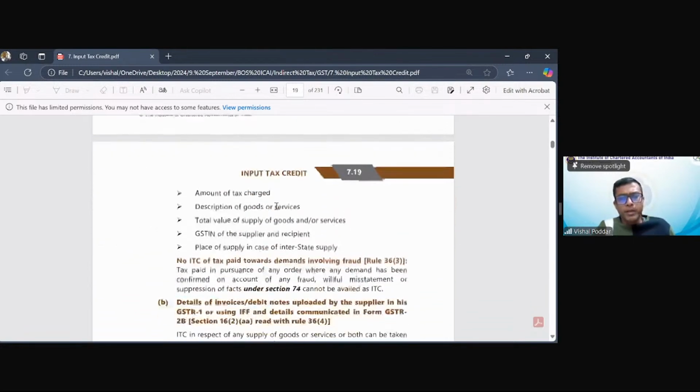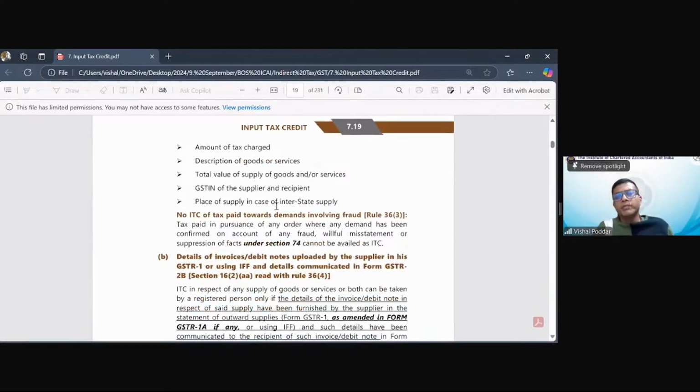Yes. Now they are saying your invoice should have these common details. Please read it by yourself. I'll just have a 1 minute small break.